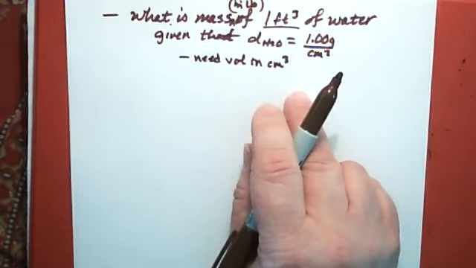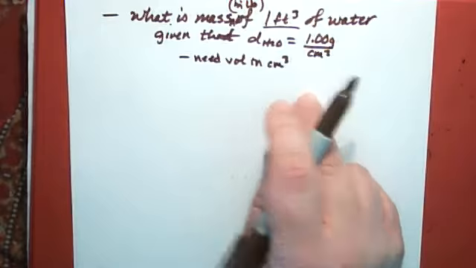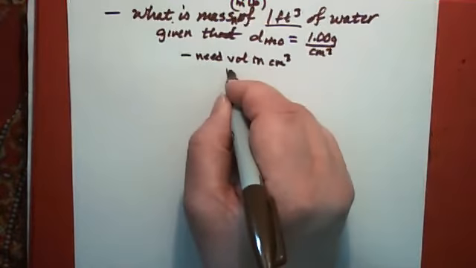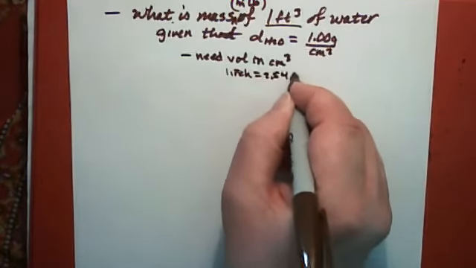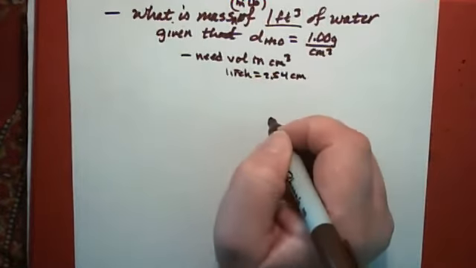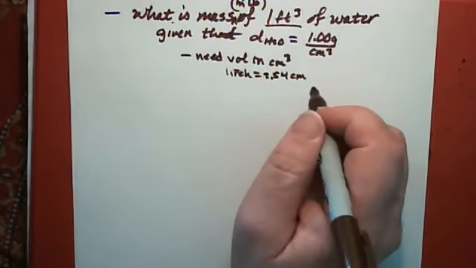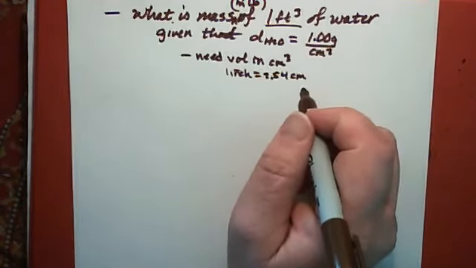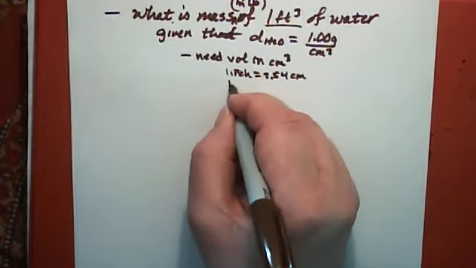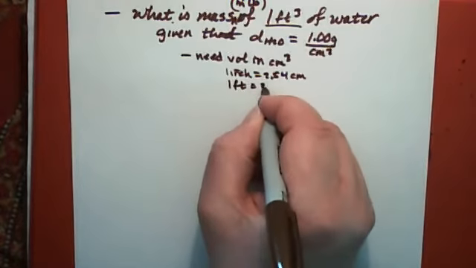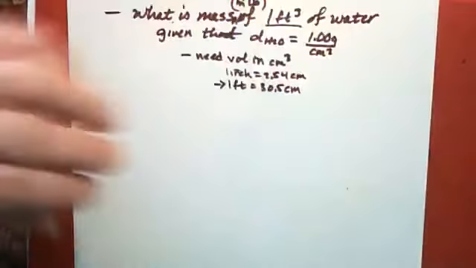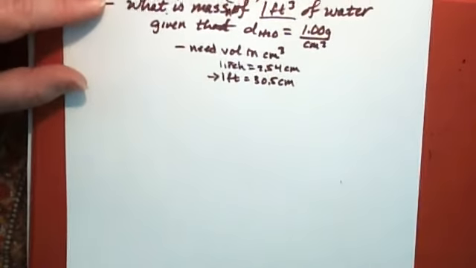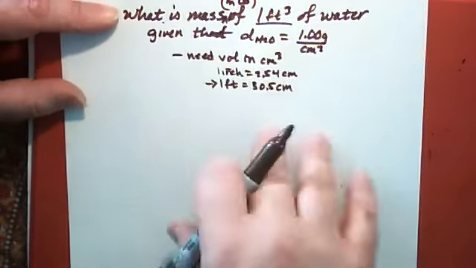There's not a lot of feet in here. So let's see, 1 inch is 2.54 centimeters. So we could use that. Oh, no, wait a minute, there it is. So 1 foot is equal to 30.5 centimeters. So that'll make it much easier.